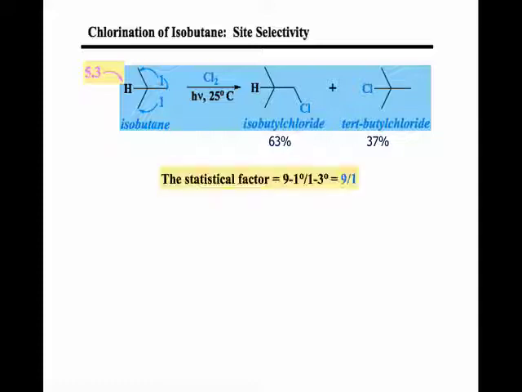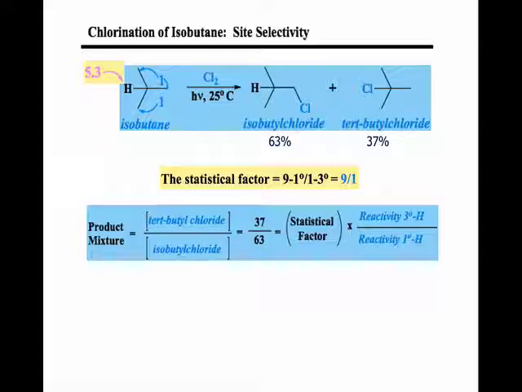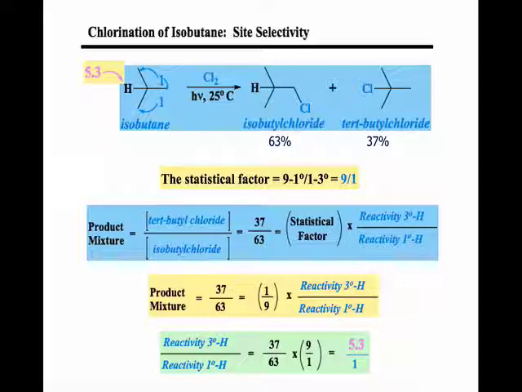Okay? And she would go through the math, because the statistical factor here is 9 to 1. There are 9 primary hydrogens and only 1 tertiary hydrogen. She would set the reaction up again. Here they put tert-butyl chloride on the top and isobutyl chloride on the bottom. I would have flipped it, but it's okay. You just have to keep the ratios right. So 37 over 63, we know what the statistical factor is. It's 1 to 9, and then we know this is what we're solving for. And so when we do that, we get the number of 5.3 to 1. Okay?